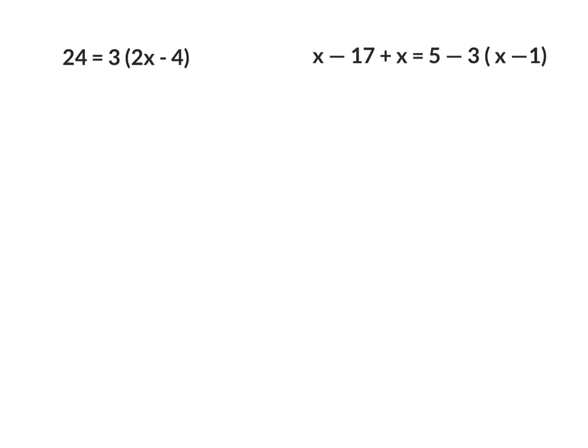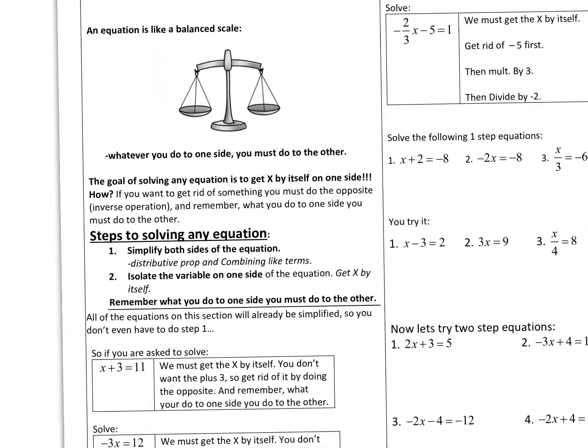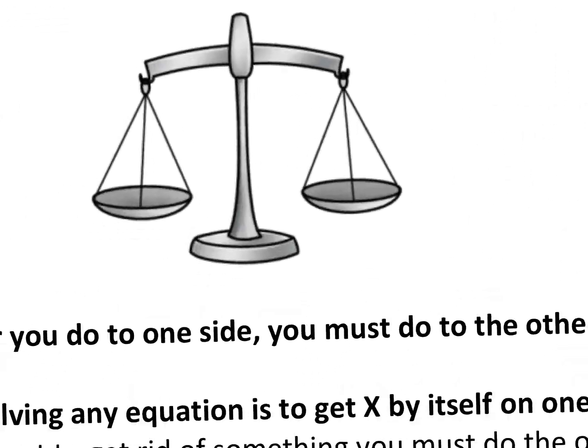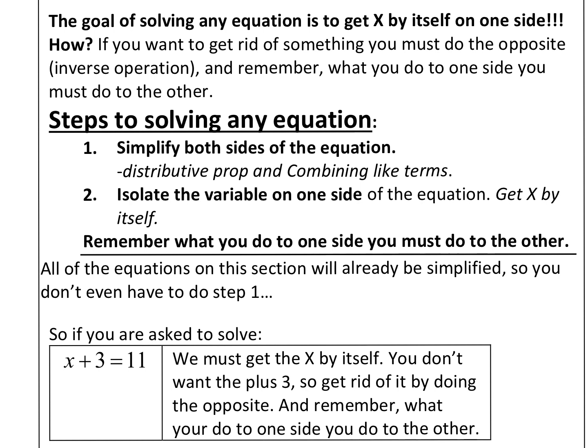Before we even do this, let's take a look at our notes briefly. This is the page of notes we've been working with all unit long. And of course, an equation is like a scale, it's equal. And here are the steps to solving any equation. Step 1 is to simplify. That's what we need to do today in this video. And what does it mean to simplify? It means both distributive property and combining like terms, okay?